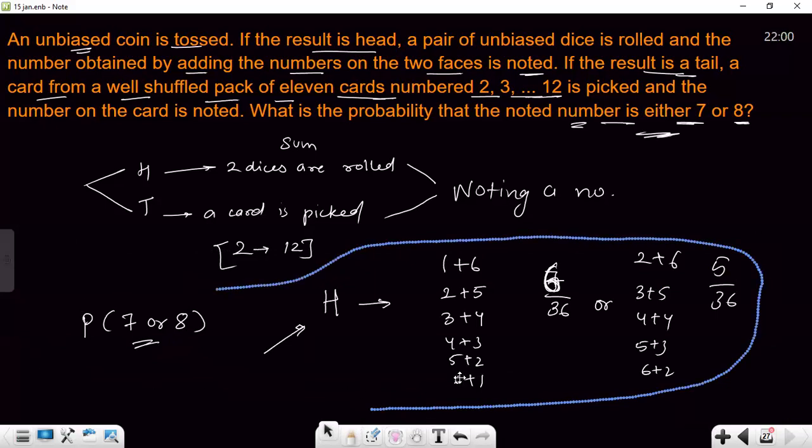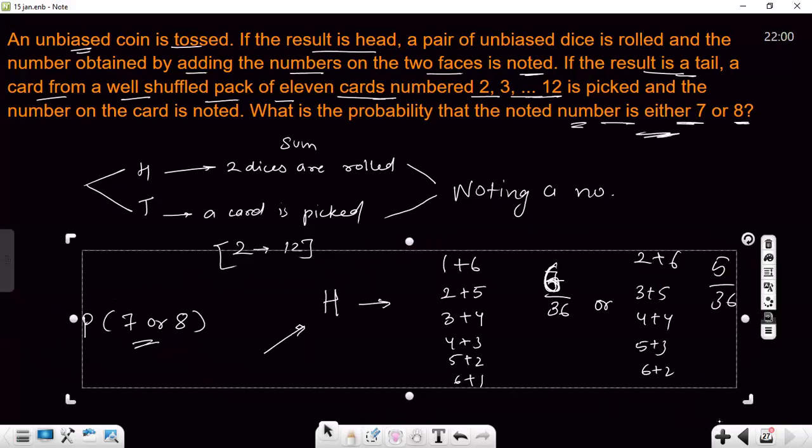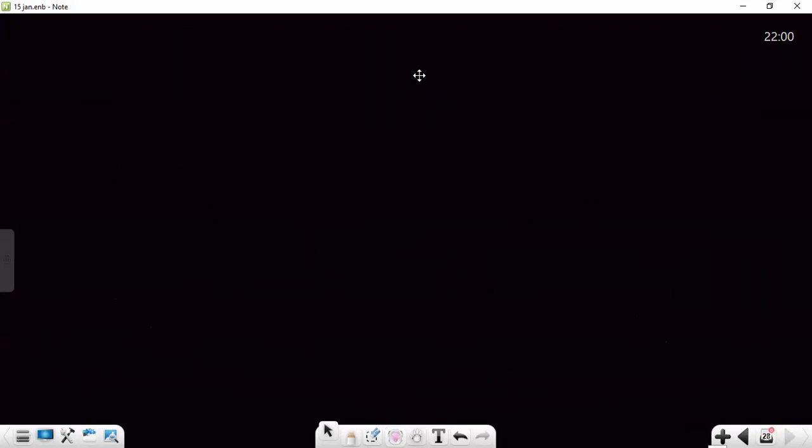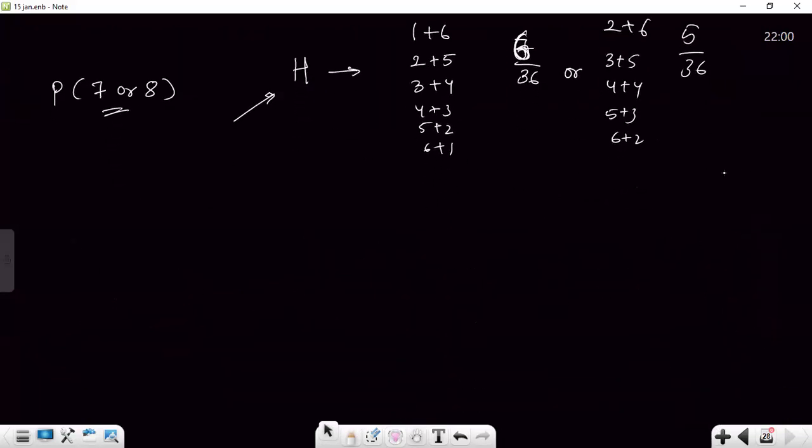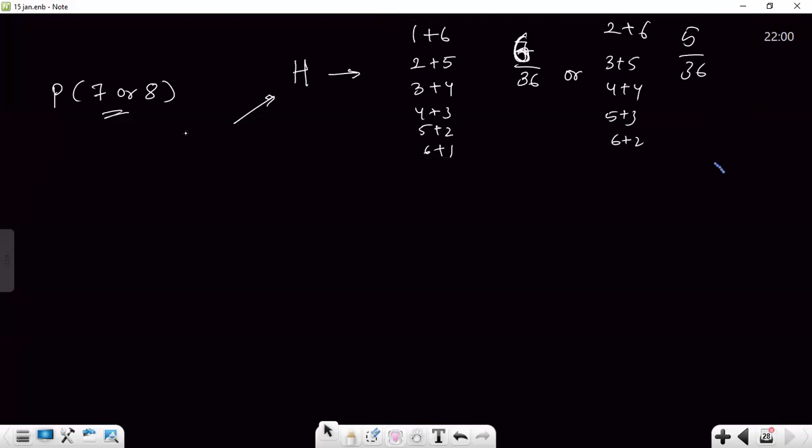We have to select once again. Okay. What if tail comes? So a number is noted, 7 or 8 it should be. And we are only choosing a number out of cards from 2 to 12. So what is the probability of choosing a 7? This is the probability of getting a 7. This is the probability of getting an 8.